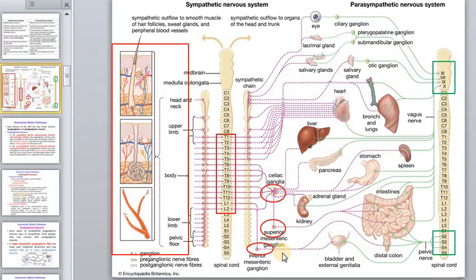renal ganglion. In the parasympathetic ganglia, preganglionic axons of the parasympathetic division synapse with postganglionic neurons in terminal intramural ganglia. There are the ciliary ganglia, pterygopalatine ganglion, submandibular ganglion, and otic ganglion.